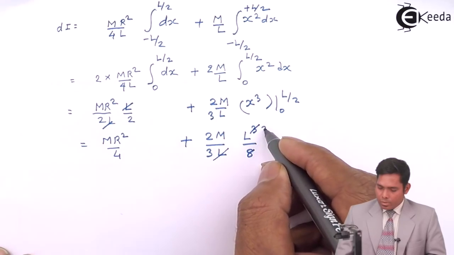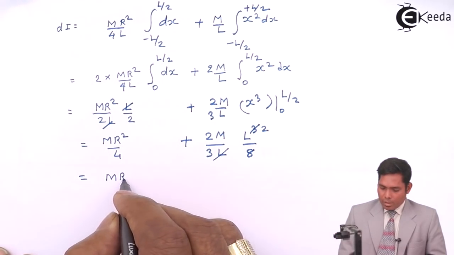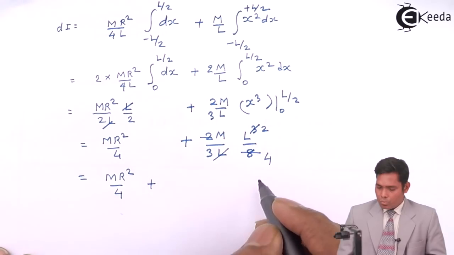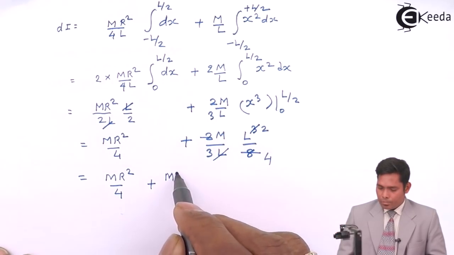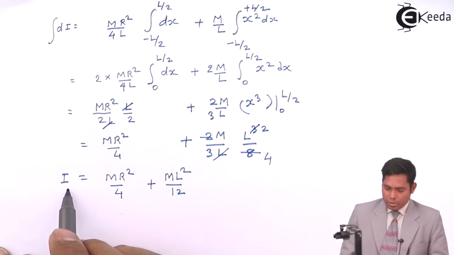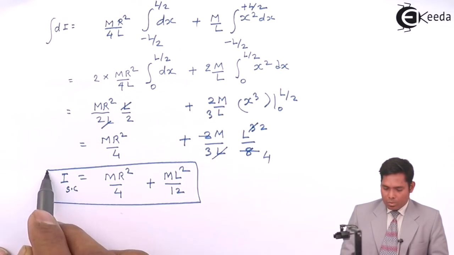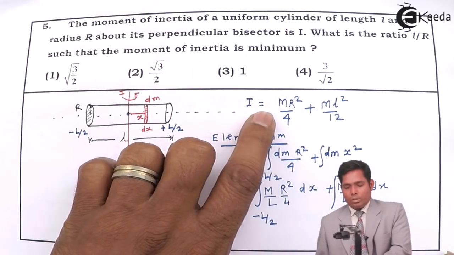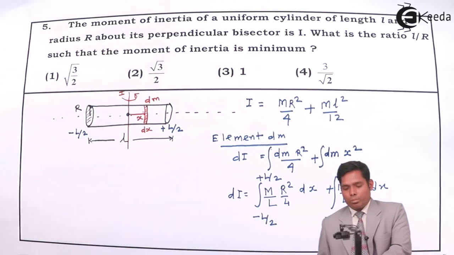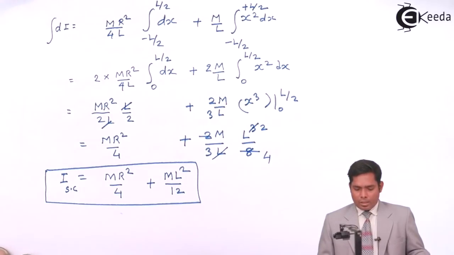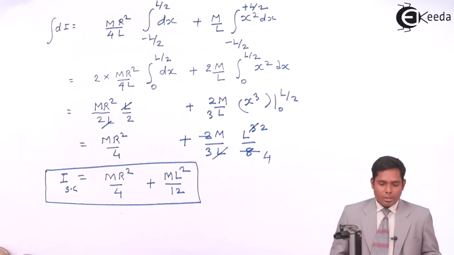1 L cancels, so this is 2, so this becomes m r square by 4 plus this cut and this 4, so this is m l square by 4, this is 12, m l square divided by 12. So by integration this becomes I, the moment of inertia of the solid cylinder about the transverse axis. So you can see here, initially I wrote the formula that I equals m r square by 4 plus m h square by 12. If you don't know this formula, first you derive this formula here, m r square by 4 plus m h square by 12, then you solve the question.